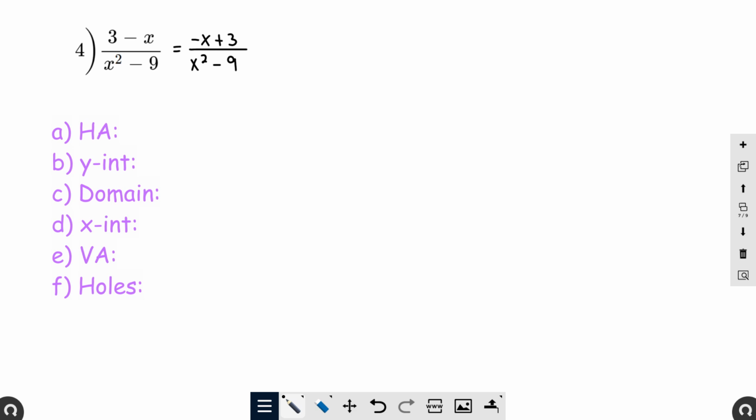All right, so step 1, look at your paper, HA, what are we looking for? The degree, we are solving for y. What's the degree of the top? It's just an x, right? So it's a 1, x to the first power. What about the bottom? To the second, which one's bigger? The denominator. What do we say if it's the denominator? Perfect.